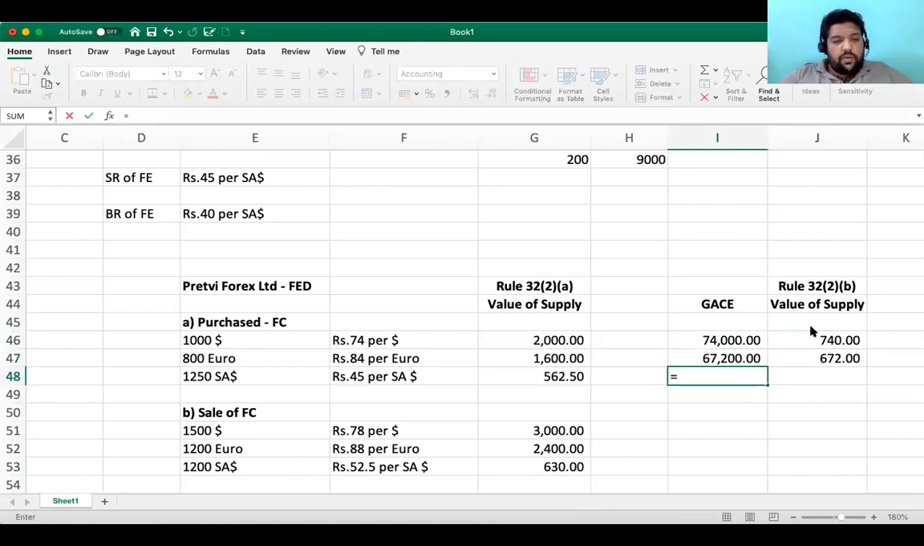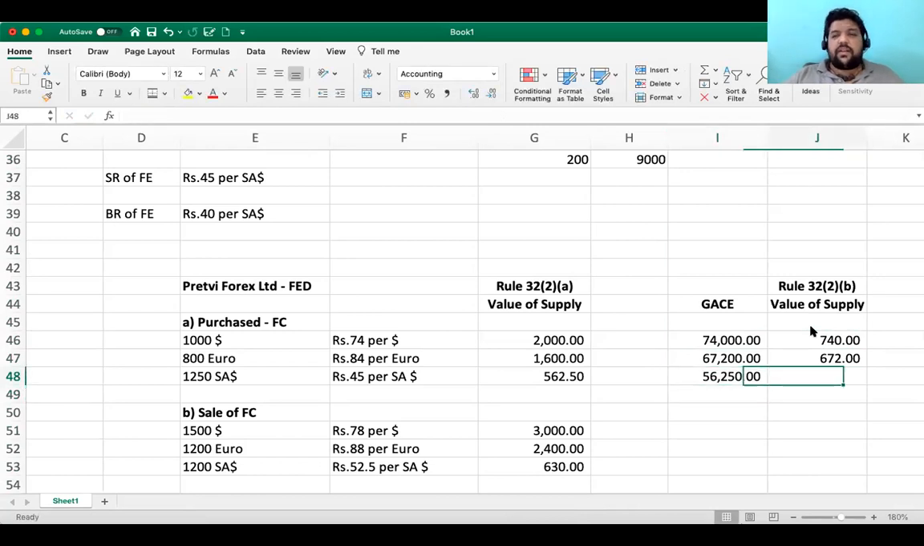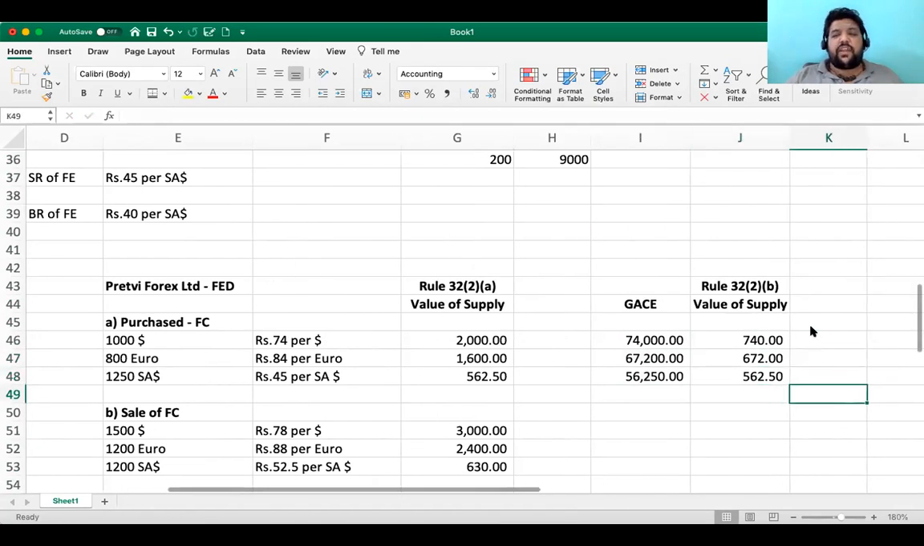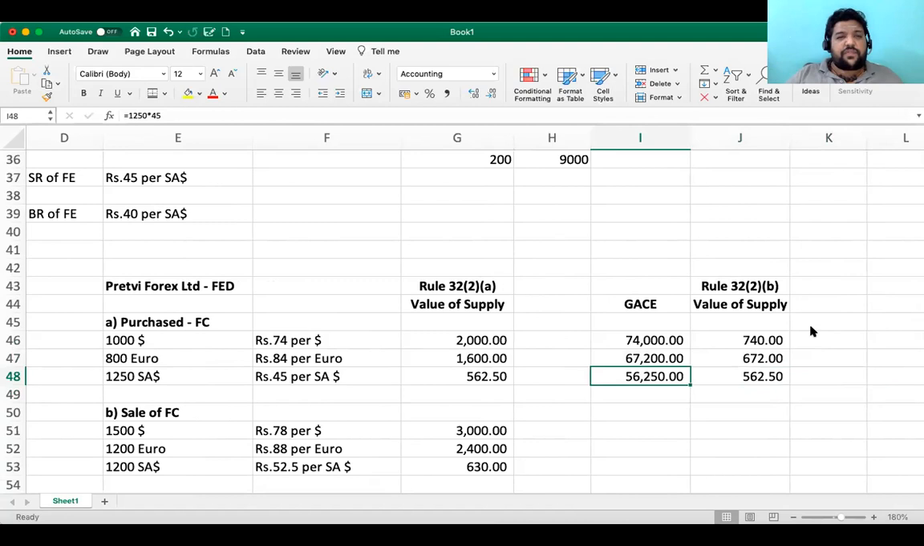Followed by 1,250 into 45. You'll get a number, that into again 1%. None of these numbers are less than 250. So if any value of supply, let's assume, comes to 1125, we will not take 1125. The minimum is 250, or 1% amount, whichever is less. Here, however, the correct number will be 562.5.